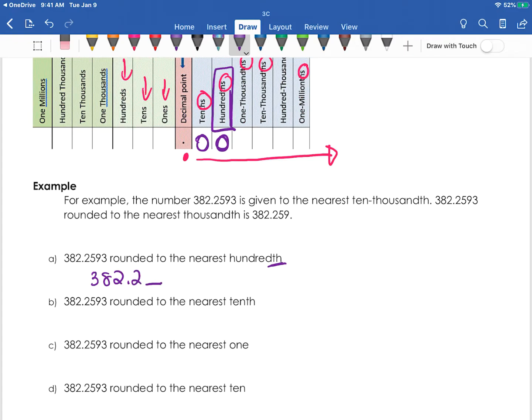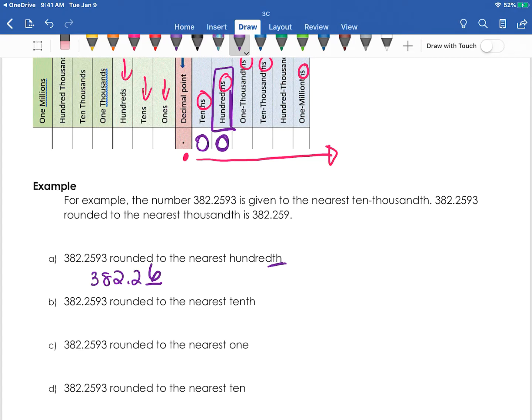Now, to decide if I need to change that 5 that comes after the 2 to a 6 or keep it at a 5, I need to look to the number to the right of the 5. Since the number to the right of the 5 is a 9, and that's bigger than 5, I'm going to round up to a 6. So 382.2593 rounded to the nearest hundredth would be 382.26.